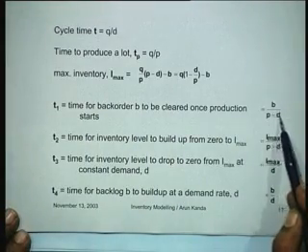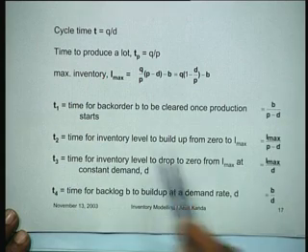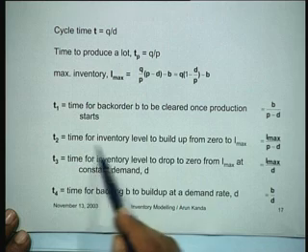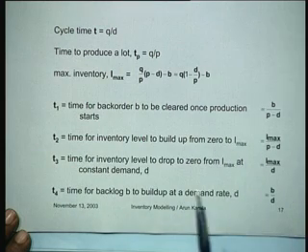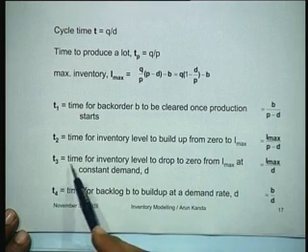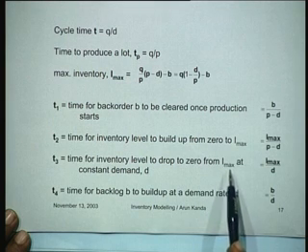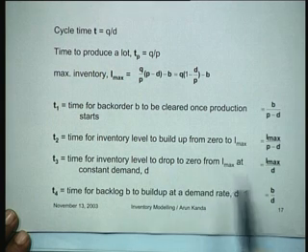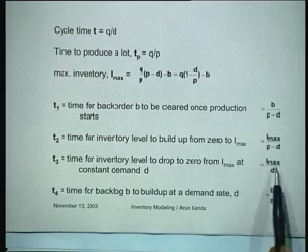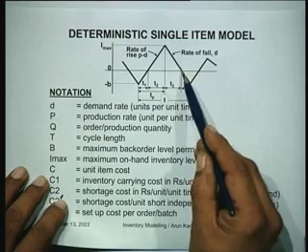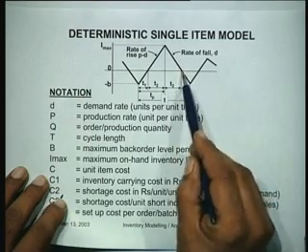T1 is B over P minus D. T2 similarly will be I max over P minus D. So this is the time required to build up inventory from 0 to I max. T3 is the time for the inventory level to drop to 0 from I max at a constant demand D. So this is nothing but I max by D. It's like saying, if I am here, how much time does it take for the inventory to fall down to 0? That's the time T3.